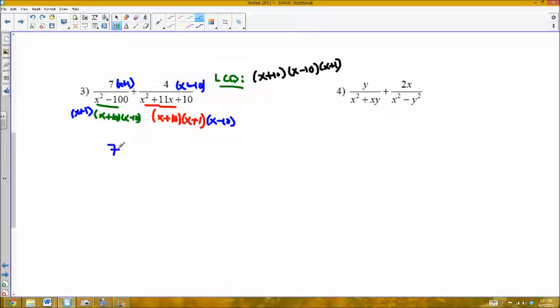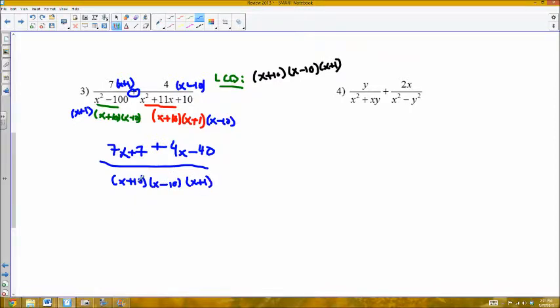What I end up with is 7x plus 7 from the first fraction, plus 4 times all this, which is 4x minus 40, all over that LCD, x plus 10, x minus 10, x plus 1. I'm going to combine my like terms in the numerator, so I end up with 11x minus 33 over x plus 10, x minus 10, x plus 1.